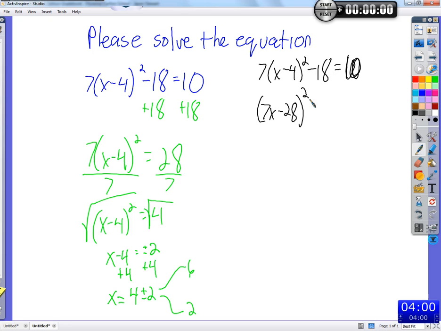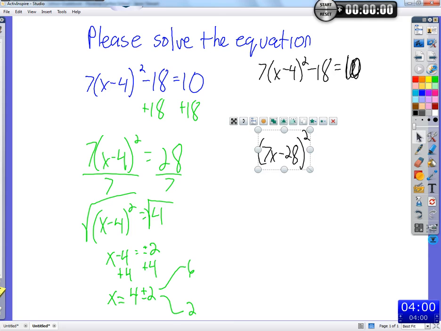The distributive property works if we have a thing times one set of parentheses. This is not one set of parentheses. This actually represents two sets of parentheses: multiplying that set, x minus 4, by itself, x minus 4. If we were to write it out, it would become clearer why we can't just distribute that 7, because by doing that, we're really distributing 7 into two sets of parentheses at once. That's not anything we've ever discussed, and that doesn't really hold water.